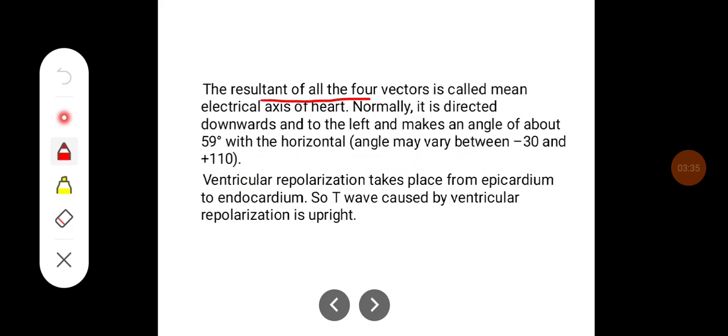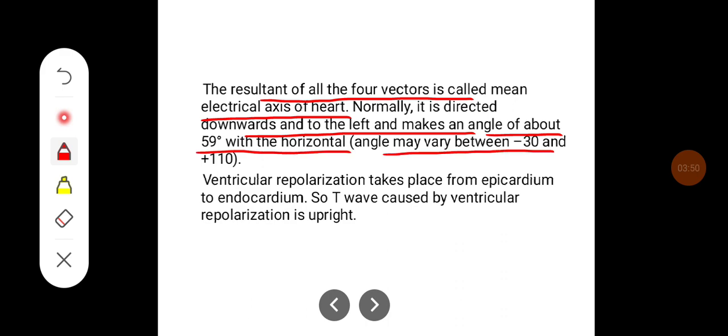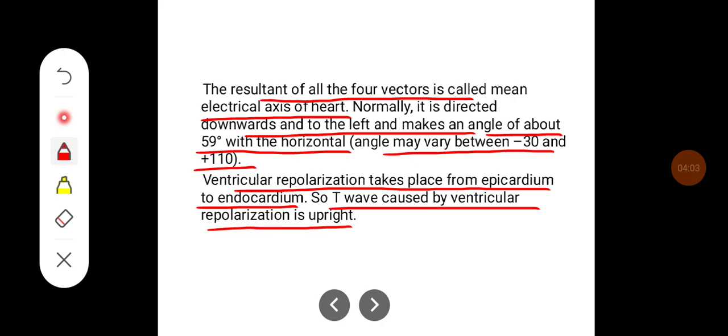The resultant of all four vectors is called as mean electrical axis of heart. Normally it is directed downwards and to the left and makes an angle of about 59 degree with a horizontal. The angle may vary between -30 to 110. Ventricular depolarization takes place from epicardium to endocardium, so T wave caused by ventricular repolarization is upright.